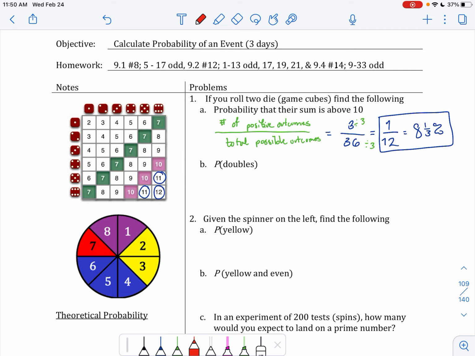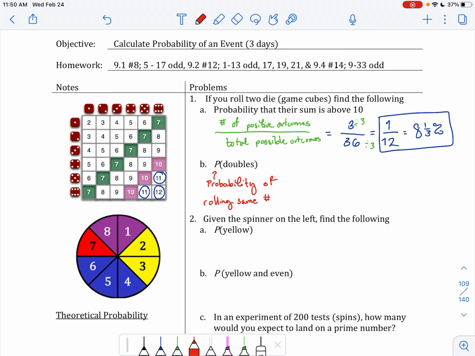Now here, we have P parentheses doubles, and you might ask, what does that mean? This is just some notation. What this P stands for is probability. And doubles is the idea of probability of rolling doubles, meaning that it is the same number for each.